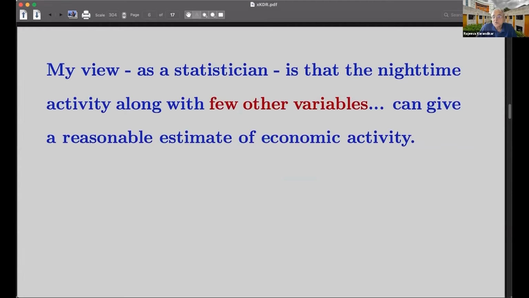All right. So my view as a statistician, so I guess I'm the only non-economist in the gathering, perhaps. So as a statistician, my view is that the nighttime activity, along with a few other variables, can give a reasonable estimate of economic activity, but those few other variables, I put them in red because ignoring them will lead us astray.